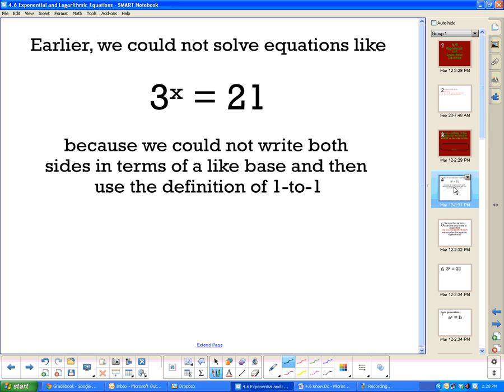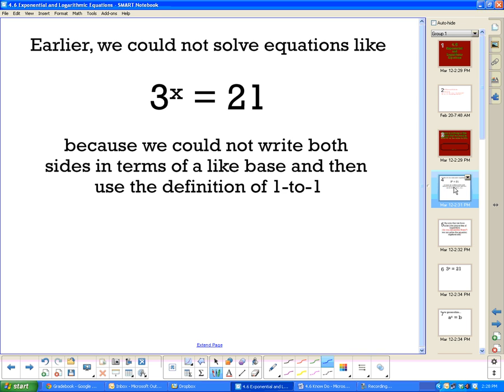And what I mean by that is earlier we could not solve equations of the form 3 to the x equals 21 because we couldn't write both sides of the equation using like bases. Use the definition of one-to-one to eliminate those like bases and get a solution from there. Maybe take a second here, try to think, how did we solve those equations up to this point? If I had some Jeopardy music right now, that would be good for you.